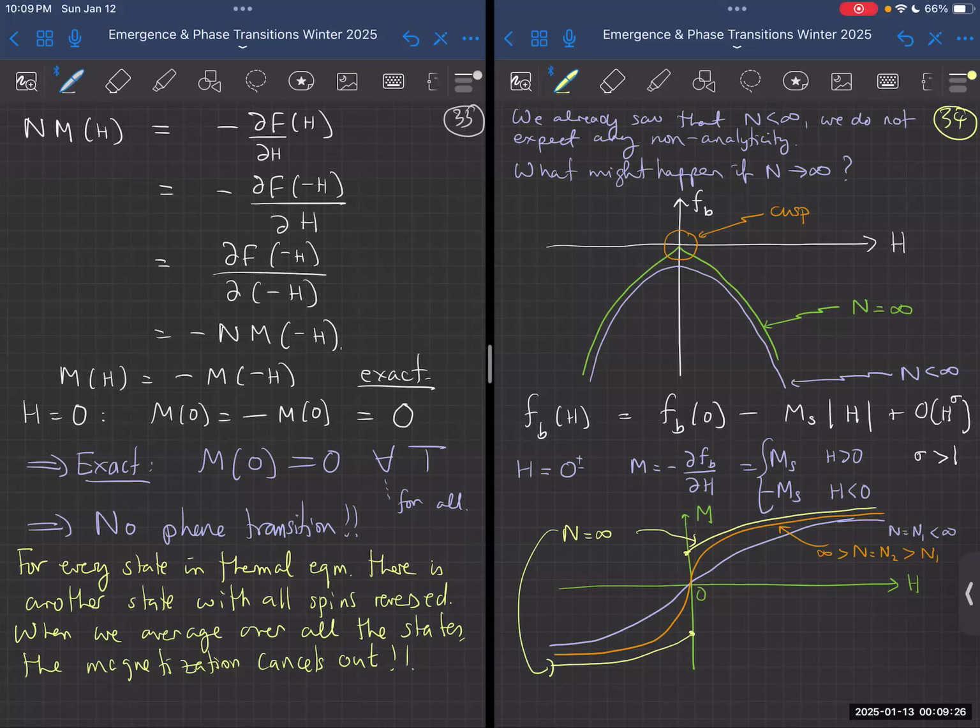Okay, so that's where I'm going to stop for this lecture, and in the next lecture we're going to see how we understand this in terms of the dynamics of the system, namely in terms of what's called ergodicity breaking. See you then.